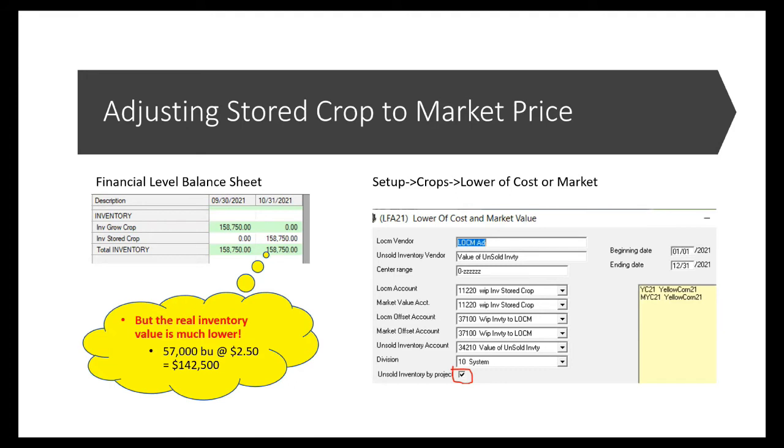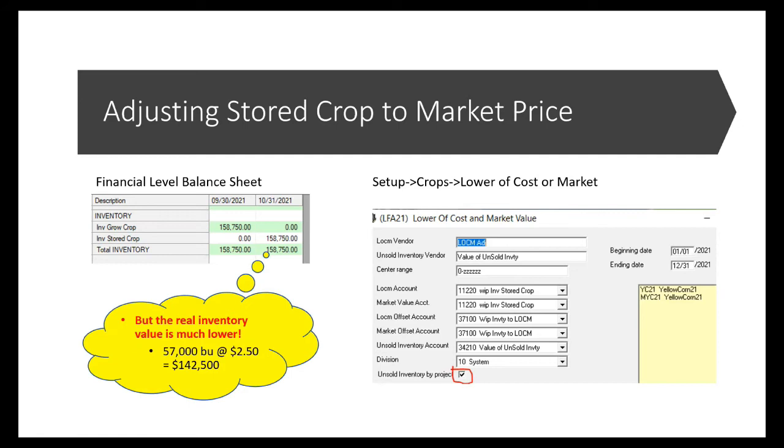Okay. So there's two accounts. The WIP inventory to lower cost of market is one. And then there's another account that I call value of unsold inventory. And we need this second account for cost analysis reports. And I'll get to that in a minute.